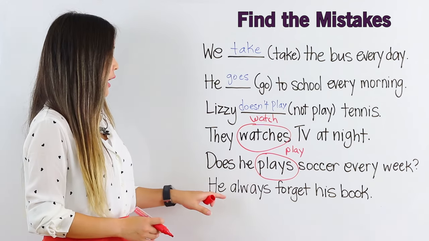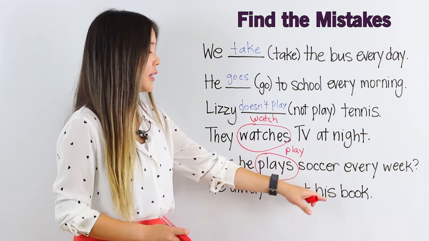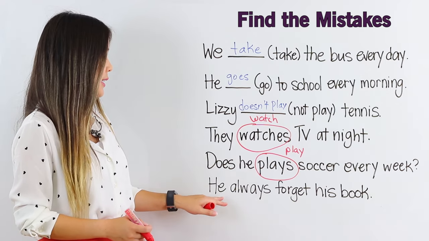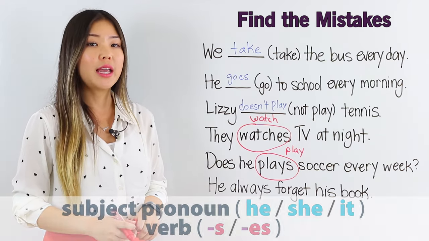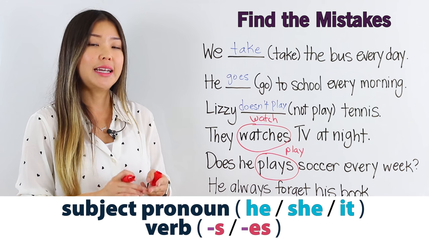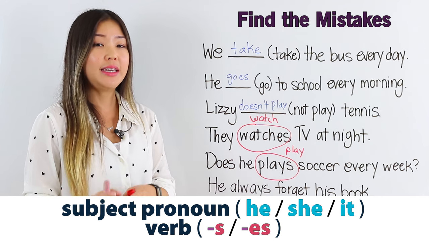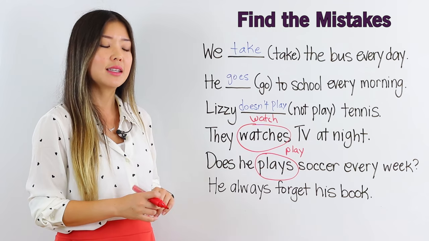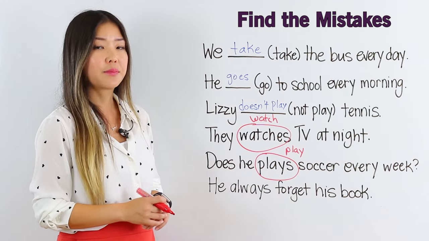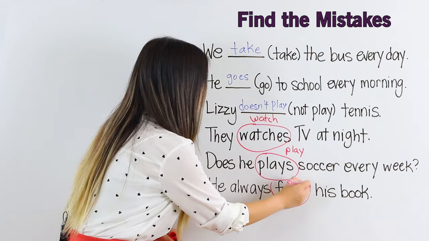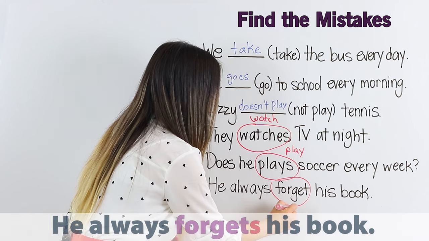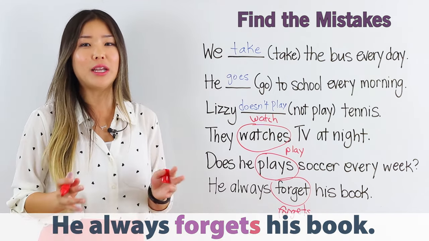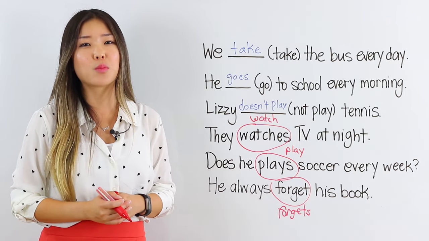And finally, he always forget his book. In this case, the subject is he. Remember again, for he, she, it, we add S or ES to the end of the verb. What's the verb in the sentence? It's forget. Therefore, we have to say, he always forgets his book. Great job. Let's move on to the next practice.